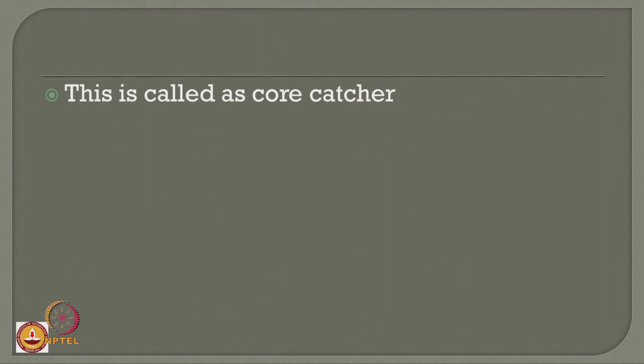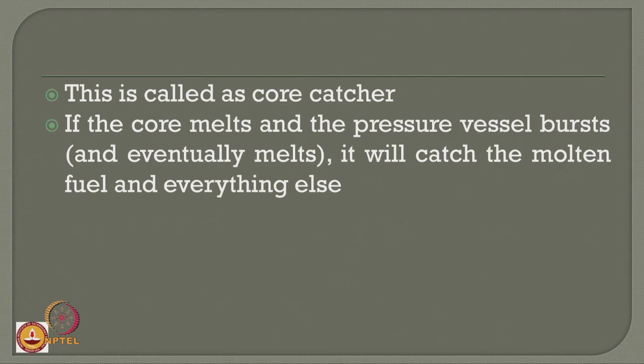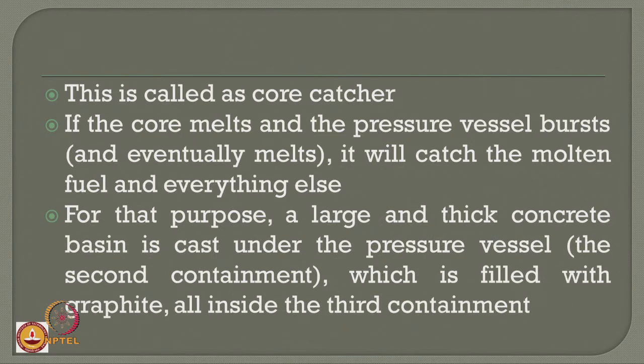Now, we call this assembly a core catcher. Why is this called a catcher? If the core melts and the pressure vessel bursts, eventually it will catch the molten fuel and everything else, that is why it is called a core catcher. For this purpose, a large and thick concrete basin is constructed under the pressure vessel. The pressure vessel, as we all know, is the second containment. A large and thick concrete basin is constructed under the pressure vessel, which is subsequently filled with graphite, all inside the third containment. This is where the core is caught.